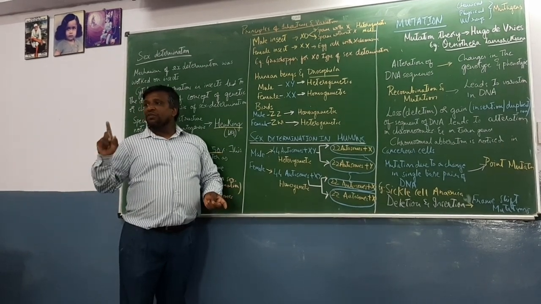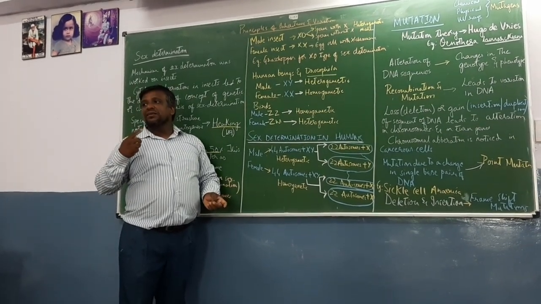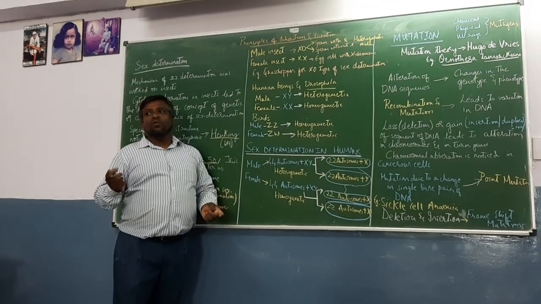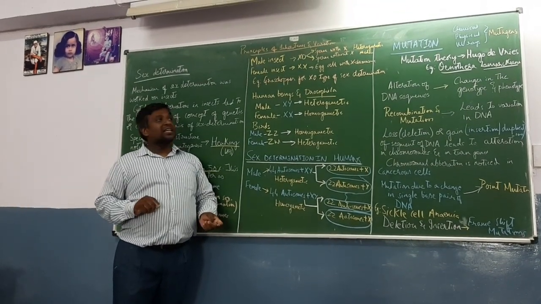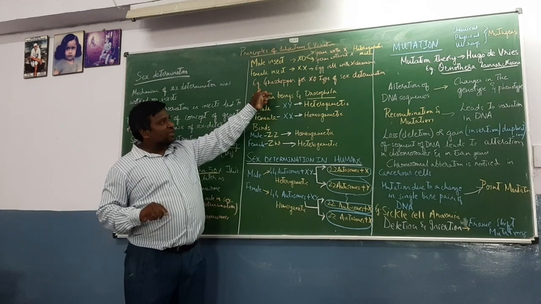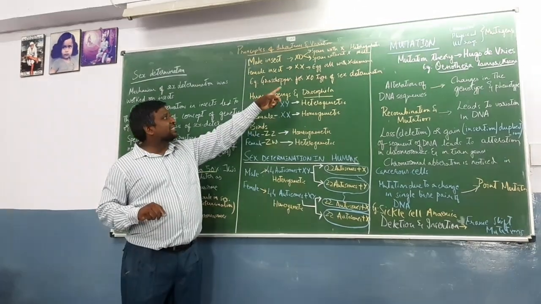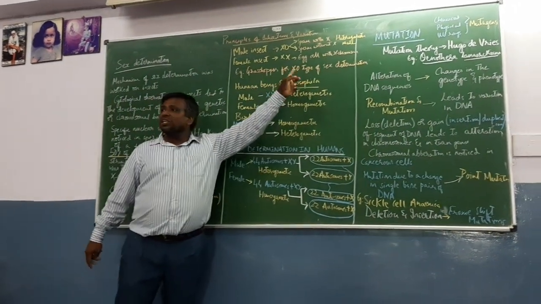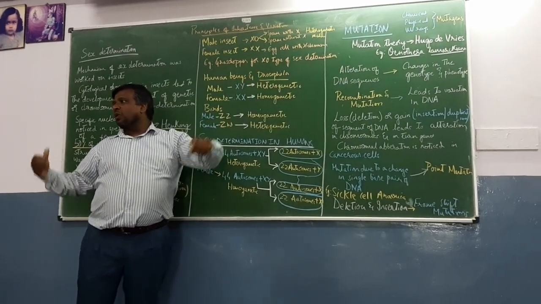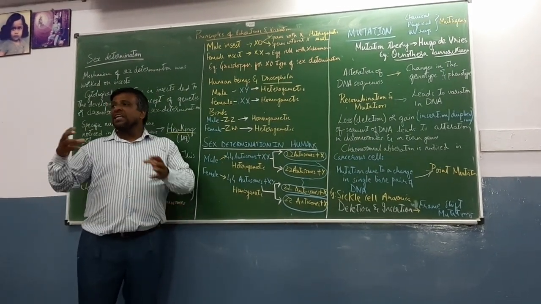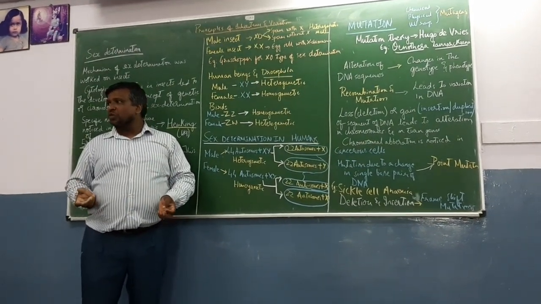That is why we call the female here homogametic. Only one type of egg is produced. An example of this is the grasshopper and certain insects. They show this XO type of sex determination. This was studied by Henking, and it led to the discovery of the X chromosome.